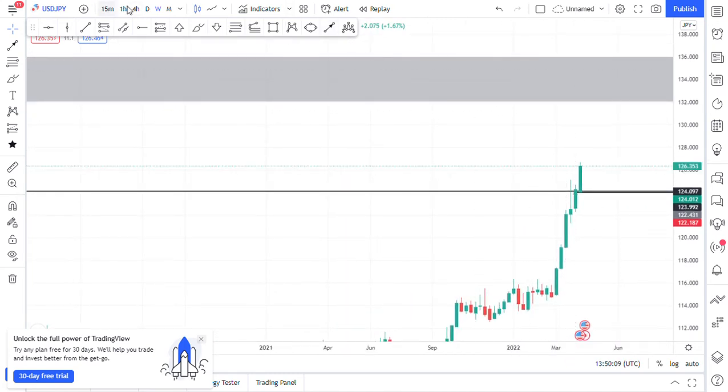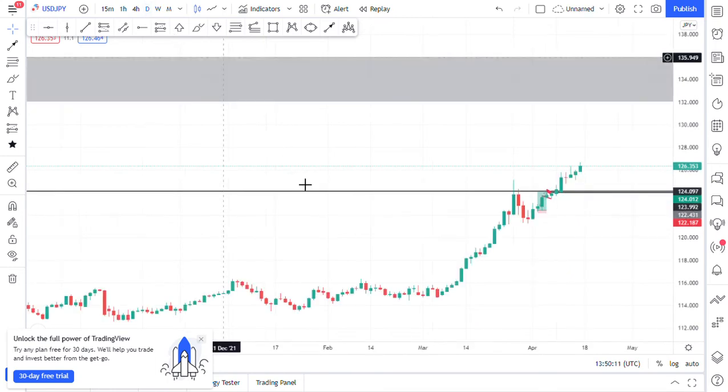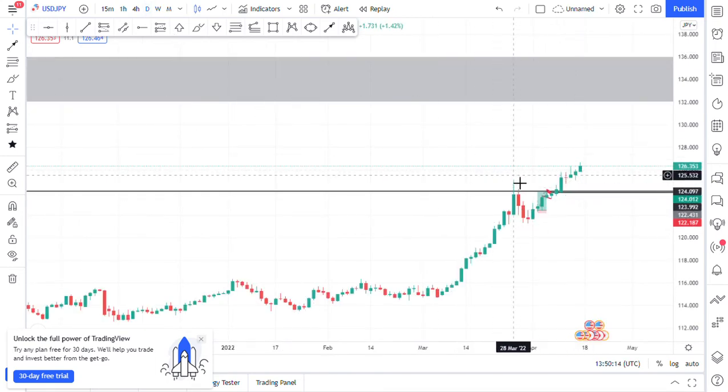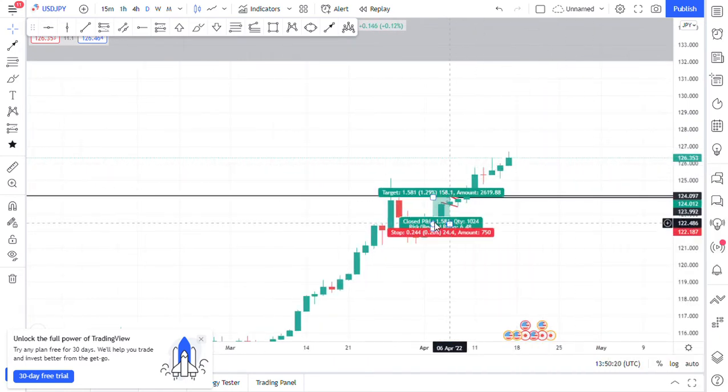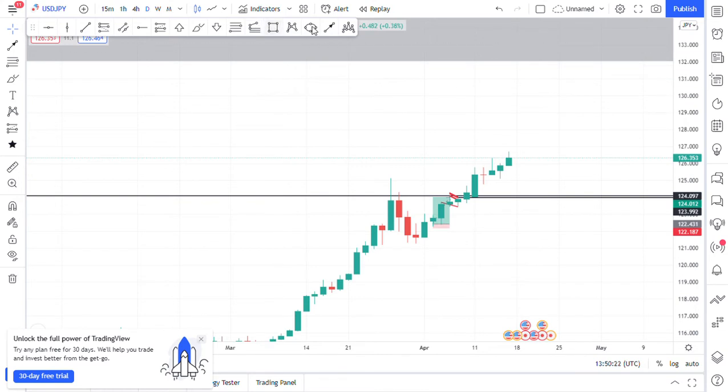Go over to the daily time frame. Price closed properly in the daily time frame. So what I'm expecting to see in the daily time frame here is this retest.